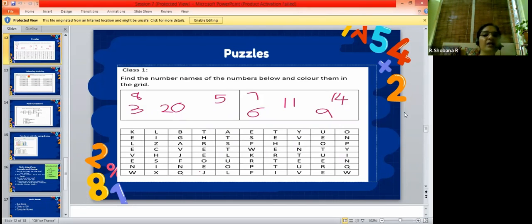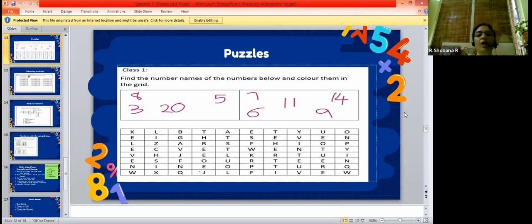it in the grid. So puzzles like this, instead of asking the child to write the number name from 1 to 10, if you give it like a puzzle like this, the child will be really interested to do it and then color the number name. And she also learns the number name, because she has to find it and then color it. She ends up learning the number name as well.